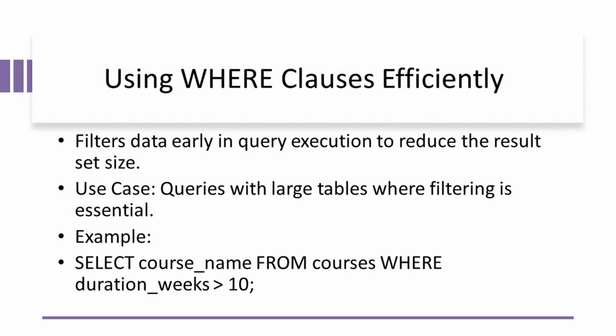Next, using the where clause efficiently. I've also covered this in the previous lectures, by the way, right? Efficient use of the where clause is critical in optimizing queries. By filtering data as early as possible, you can reduce the number of records MySQL needs to process. This is especially important when working with large tables. For example, in a course database, you might only want to retrieve courses with a duration of more than 10 weeks. Using the where clause ensures that only relevant records are returned, which speeds up the query process.